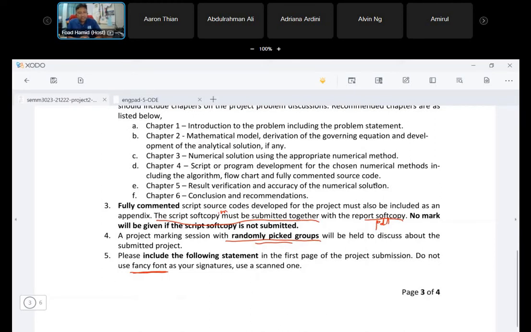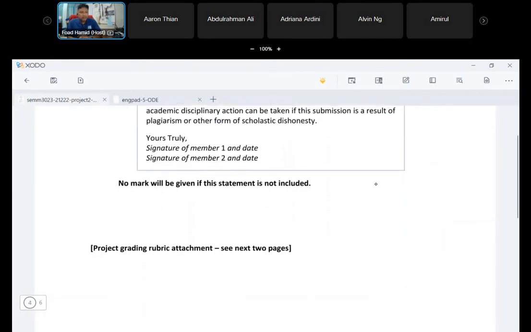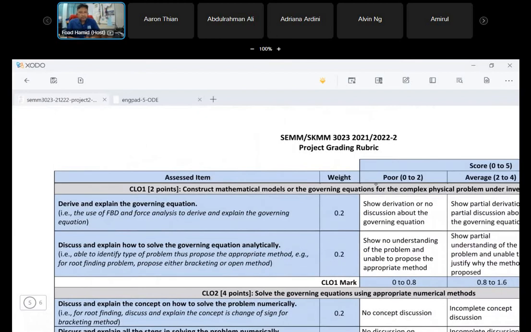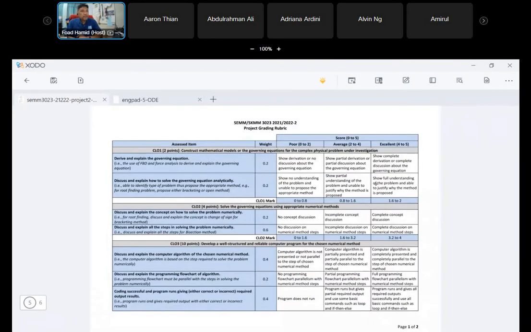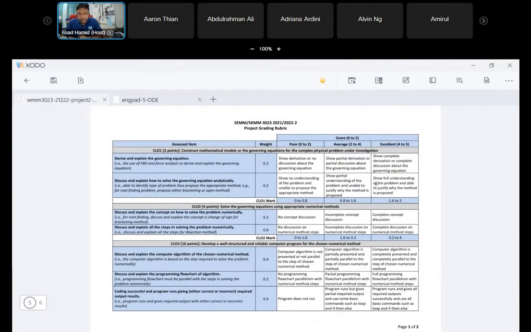And include the following statement, which is the standard statement here. And of course, I gave you the rubric for you to get good grades for this project. This is what I want. For example, I mentioned just now programming.